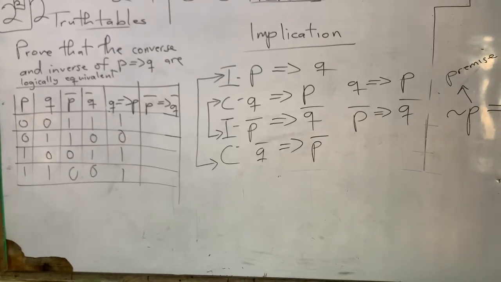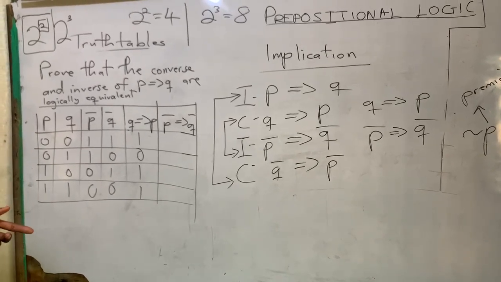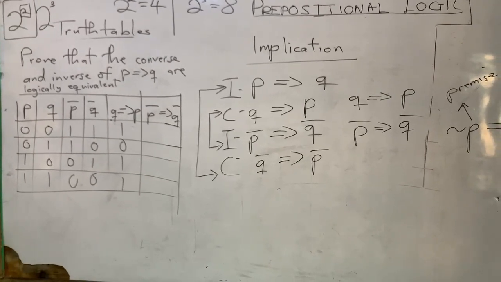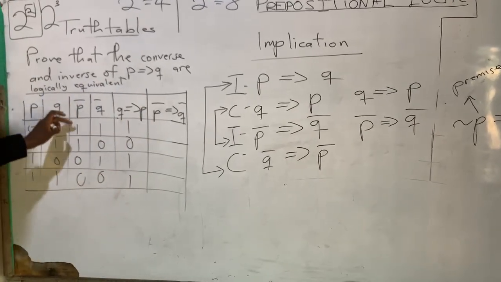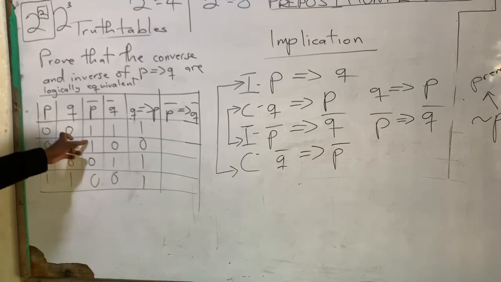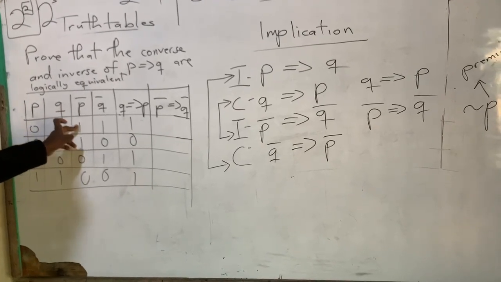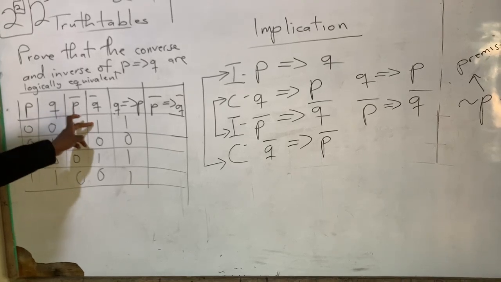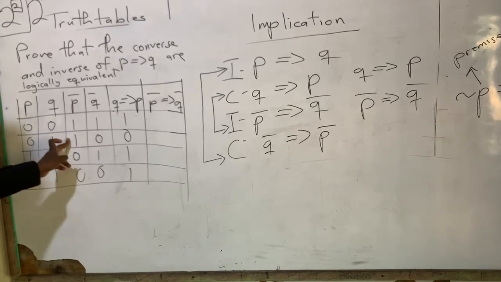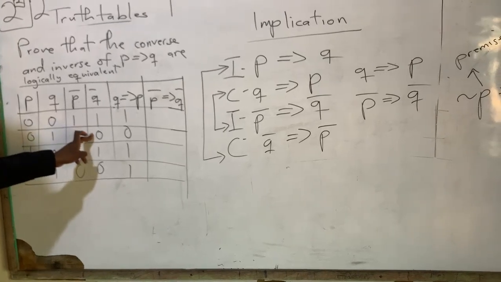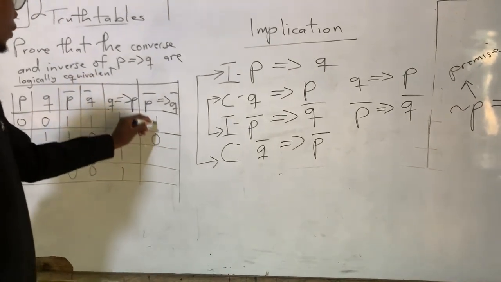Then what about not P implies not Q? The only time that conditional is false is if the premise, which is not P, is true and the conclusion is false. The premise not P is true here and here. And the conclusion is false here. It's true here, but it's false here. So here meets our requirement. The premise is true, but the conclusion is false. So it's going to evaluate to false, which is 0.